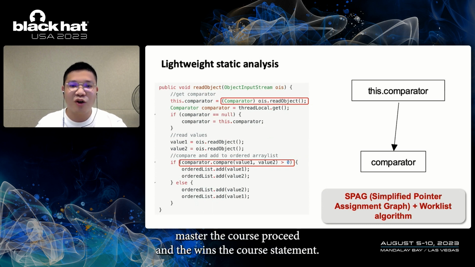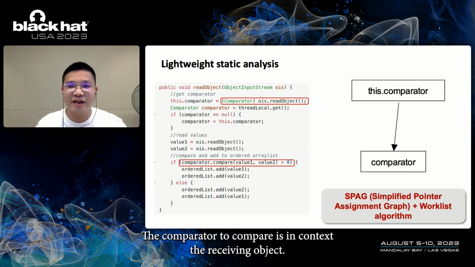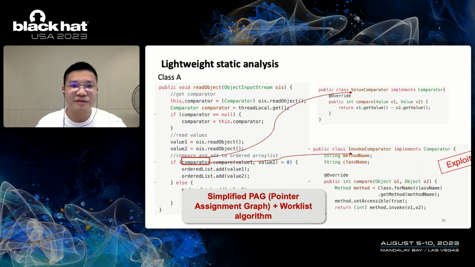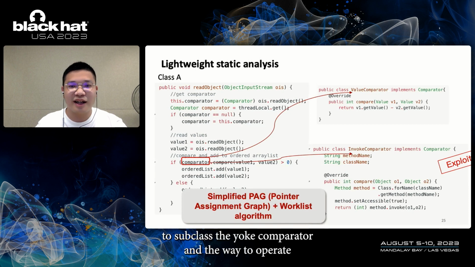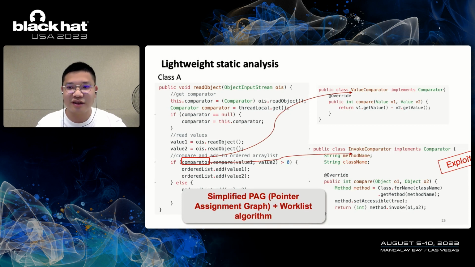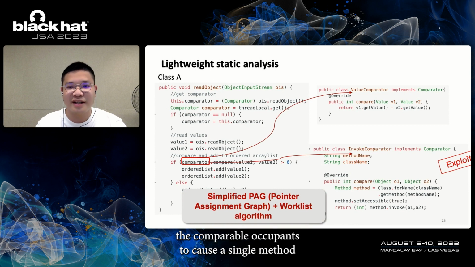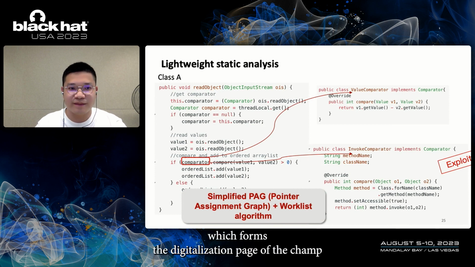And then method calls are processed. When the call statement comparator.compare is encountered, the receiver object comparator is tainted. Hence, class hierarchy analysis is performed. The comparator has two subclasses, InvokeComparator and ValueComparator. The compare methods are added to the call graph. From the code on the slide, we can see that the compare method of InvokeComparator happens to call the sink method.invoke, which forms a deserialization gadget chain.